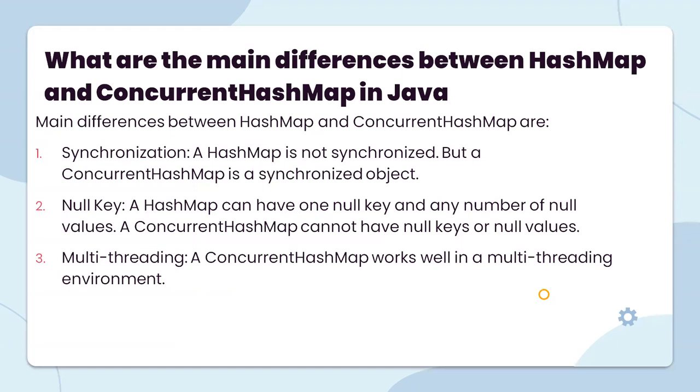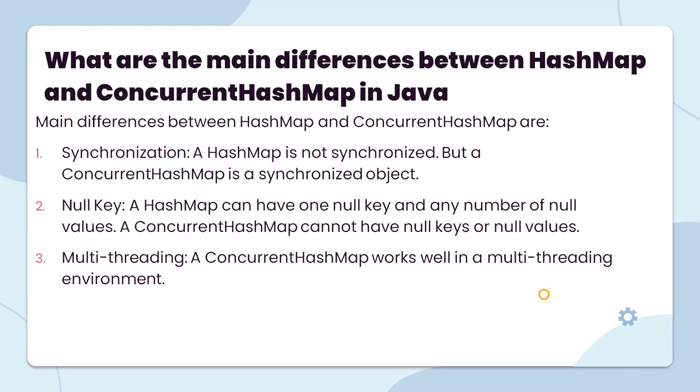What is the main difference between HashMap and ConcurrentHashMap in Java? The difference is synchronization. A HashMap is not synchronized, so multiple threads can execute on it. But ConcurrentHashMap is a synchronized object, where one thread at a time accesses it. HashMap is not, so multiple threads can access that object.